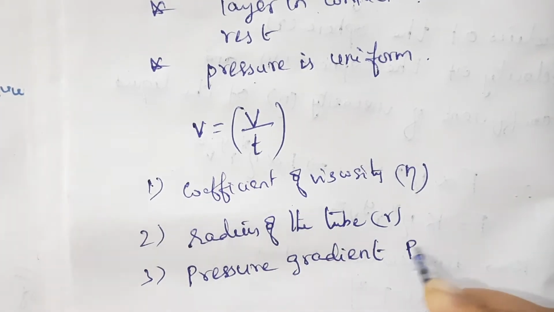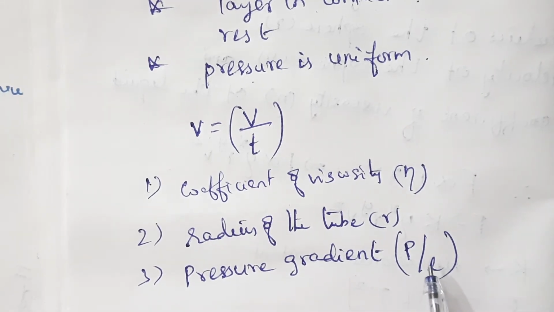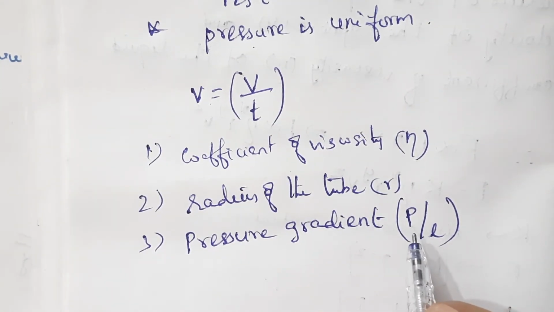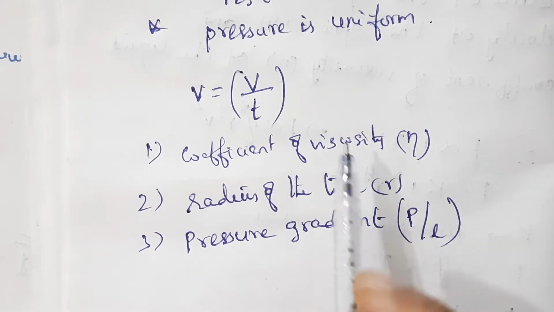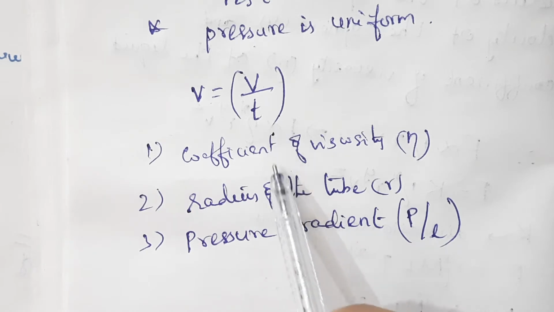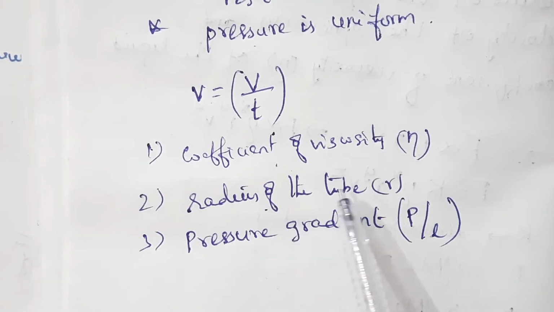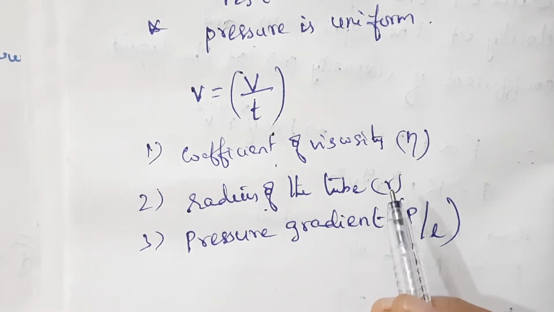Pressure gradient, that is P by L. When the word gradient comes, we should divide by a distance or length. So the volume of the liquid flowing per second through a capillary tube depends upon the coefficient of viscosity eta of the liquid, the radius of the tube R, and the pressure gradient P by L.